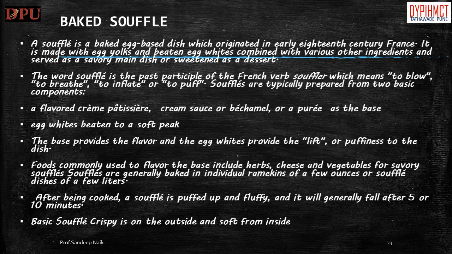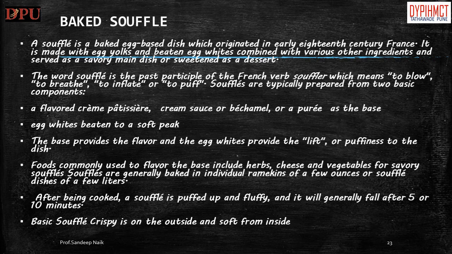1. A flavored crème pâtissière, cream sauce or béchamel, or a puree as the base. 2. Egg whites beaten to a soft peak. The base provides the flavor and the egg whites provide the lift, or puffiness, to the dish. Foods commonly used to flavor the base include herbs, cheese and vegetables for savory souffles, and jam, fruits, berries, chocolate, banana and lemon for dessert souffles.